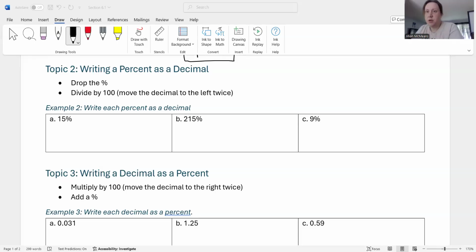Because topics 2 and 3 are very closely related and they're both very, very short, I'm going to do one video for topics 2 and 3. Okay. So for topic 2, we're looking at writing a percent in decimal form.